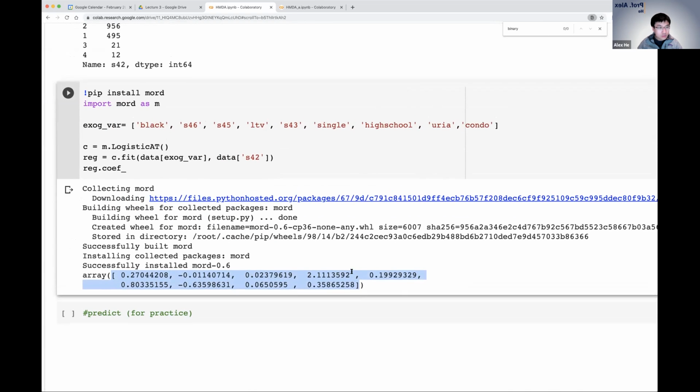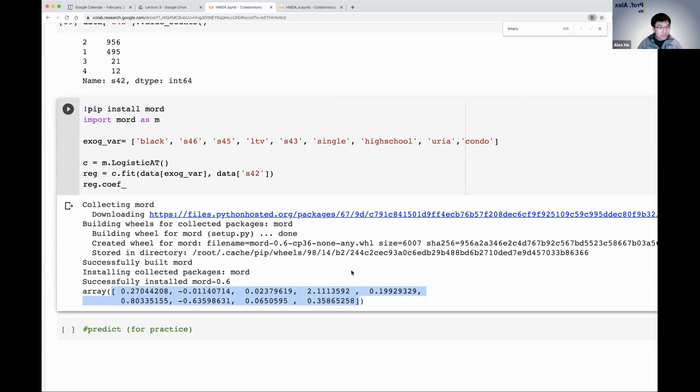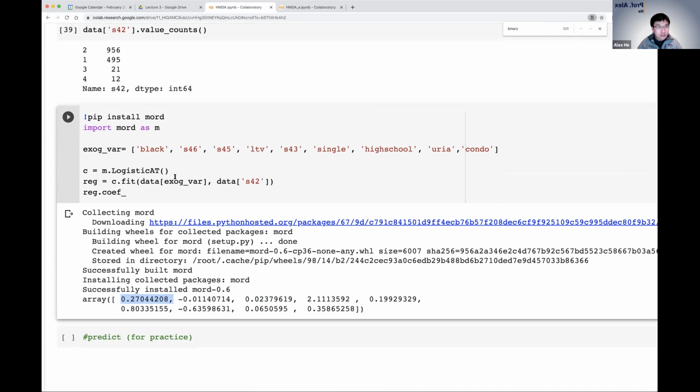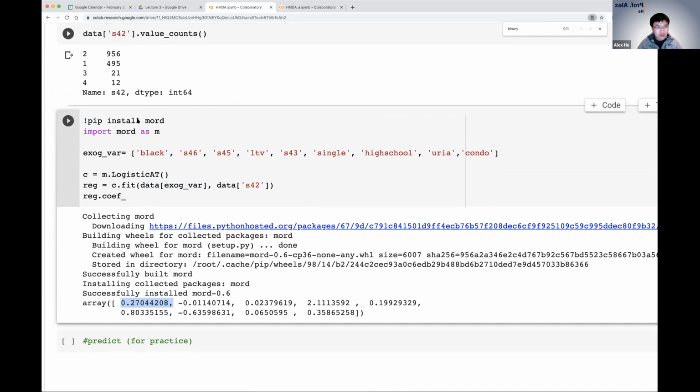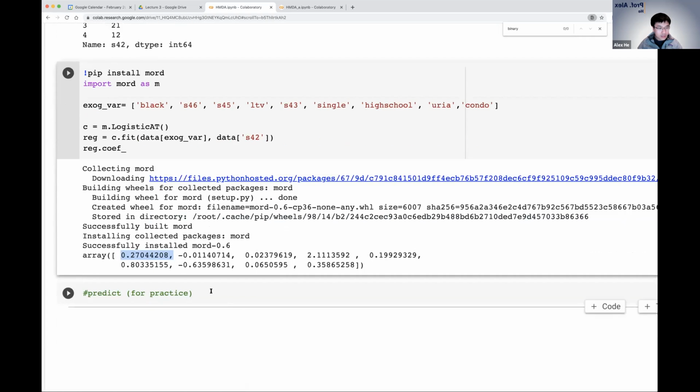Okay. Black is the first one. It has a positive coefficient, which means black is more likely to be in the bigger category. Well, the bigger category is the one with more late payments, right? So that's the meaning of the sign there.